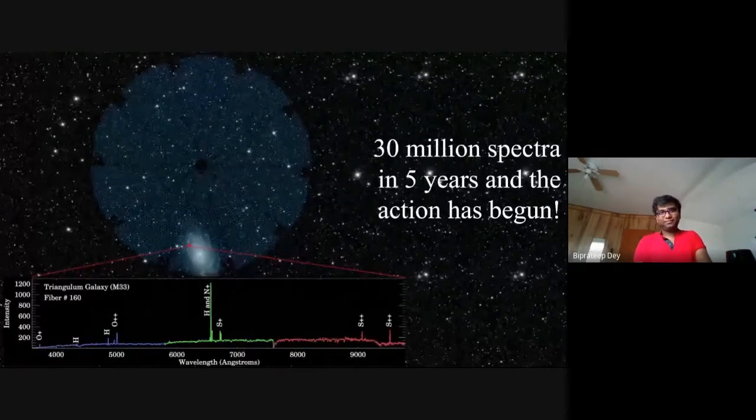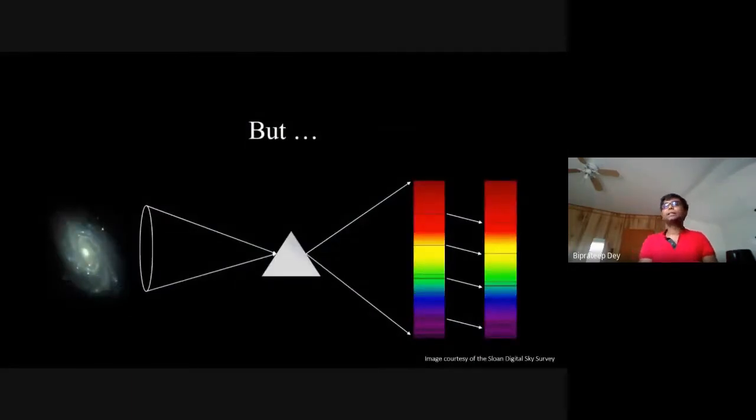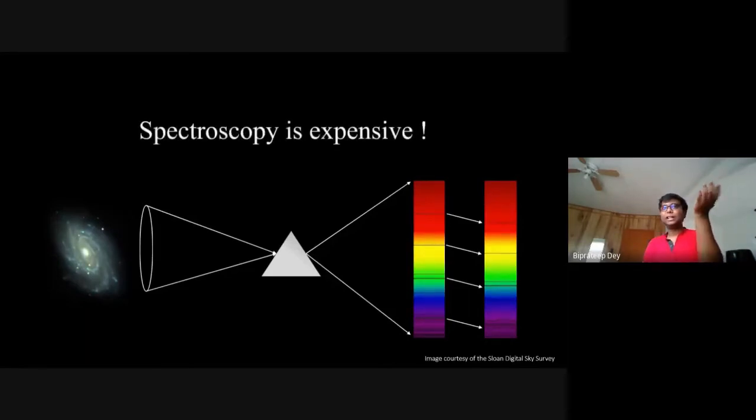But all is well with spectroscopy. You have a lot of information, but there's a problem. The very fact that you're collecting light from an object and splitting it into its constituent wavelengths means that there's a very small amount of light in each chunk of wavelengths. So spectroscopy is a very expensive process. You need bigger telescopes to collect more light, or you need more time to collect more light.